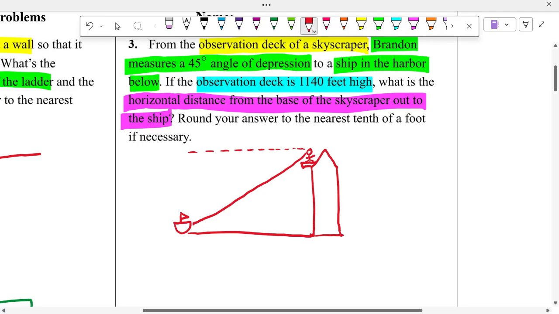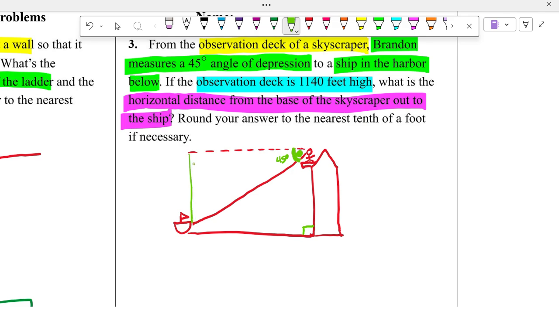Because if you think about it, if you're talking about his eye line, the eyeball will be right here, and it's looking directly at the ship. So this angle is your angle of depression, so 45 degrees. So guys, typically if you have an angle of depression problem, you're going to have it looking like that, with a little dotted line at the top, and the triangle you're actually looking at is right here. But remember, you can always make it a rectangle, and then you have two congruent triangles.